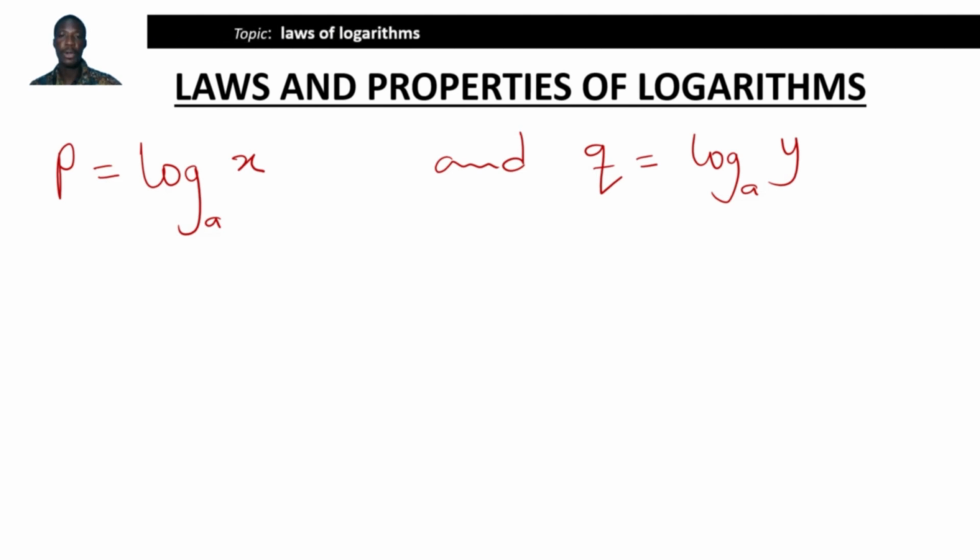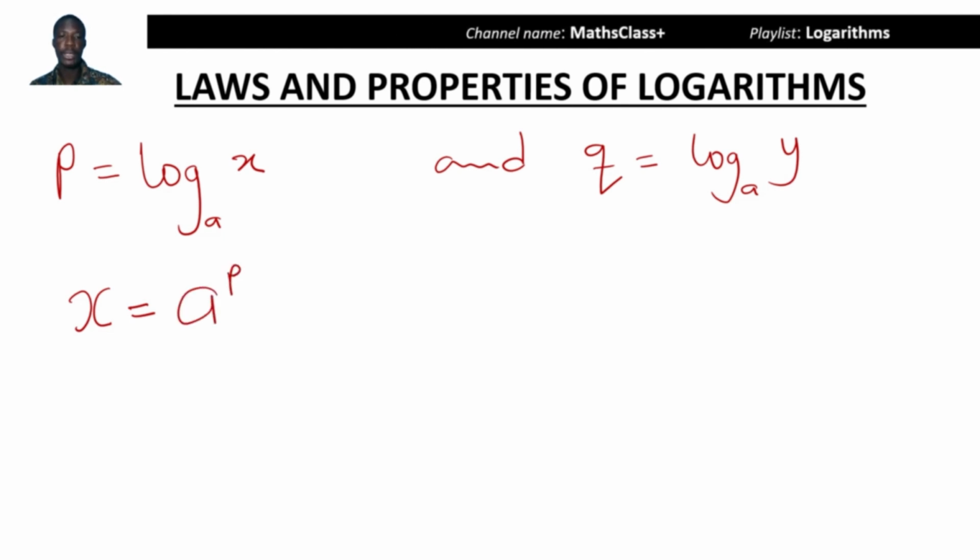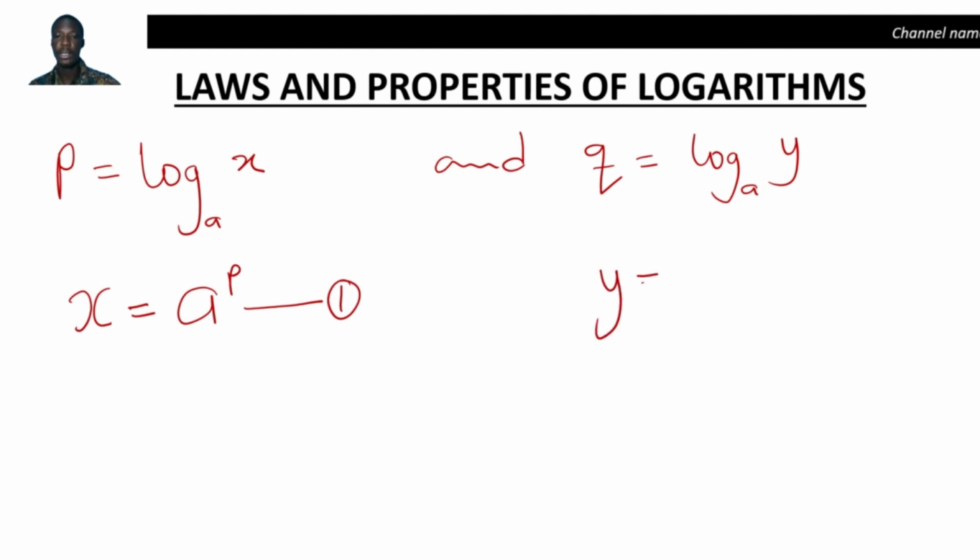Okay. Now I'm going to change each of these equations into indices. So if you remember how we do it, the first one, which is P is equal to log x to the base a, will become x is equal to a to the power p. I hope you remember this. And we will label this as our equation 1. And then the second one, we will have it as y is equal to a to the power q, and we also label that as our equation 2.